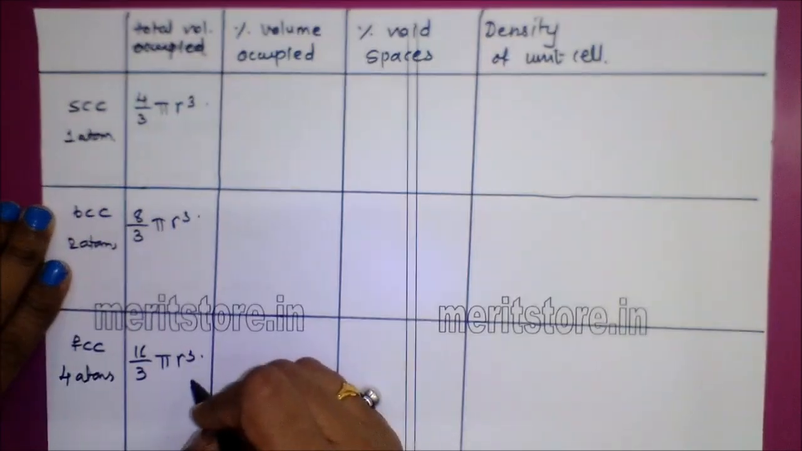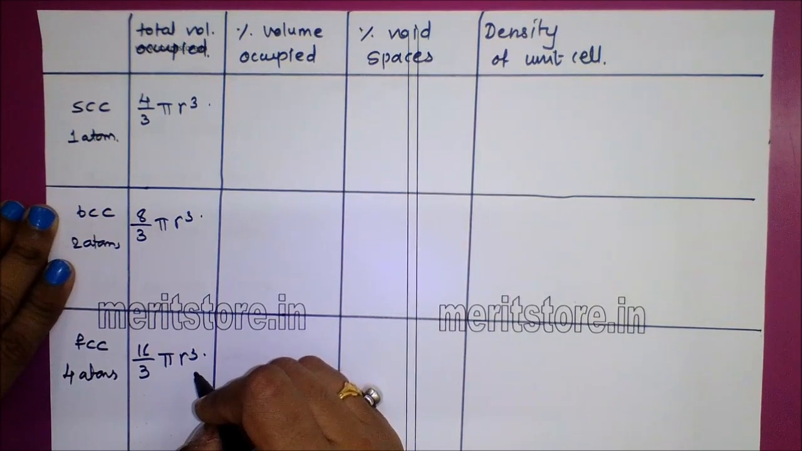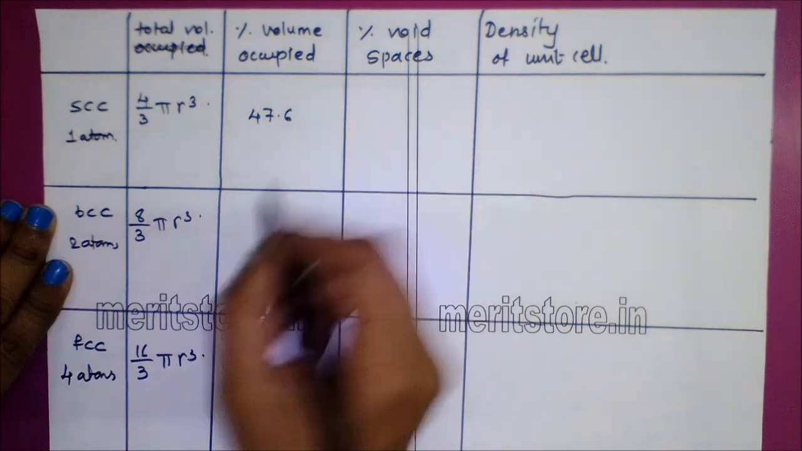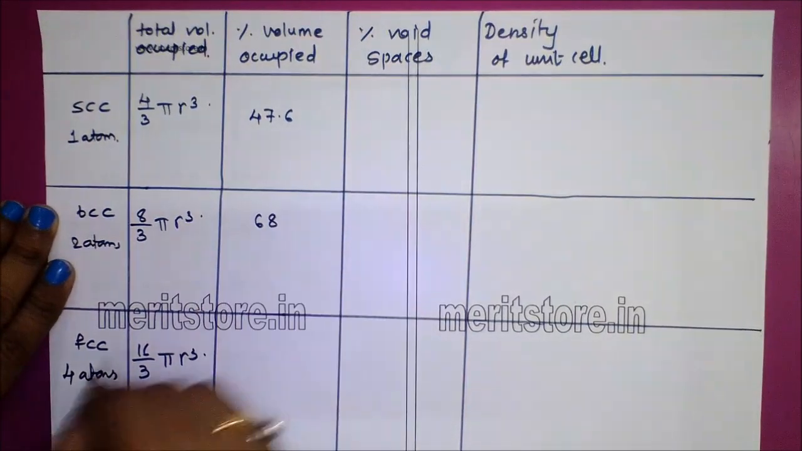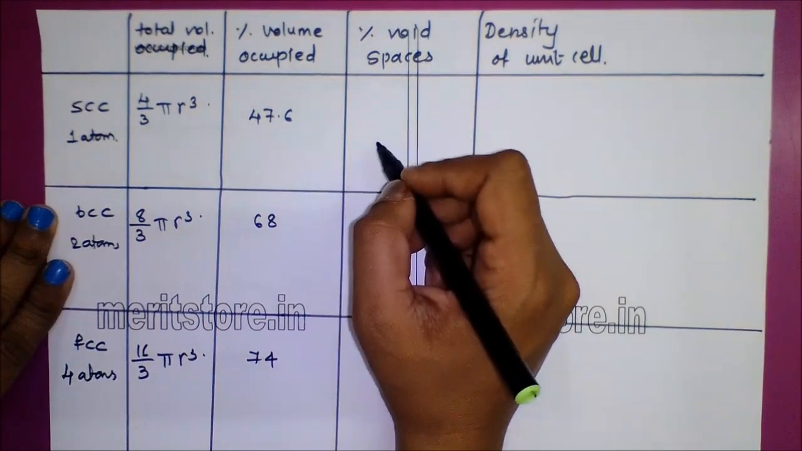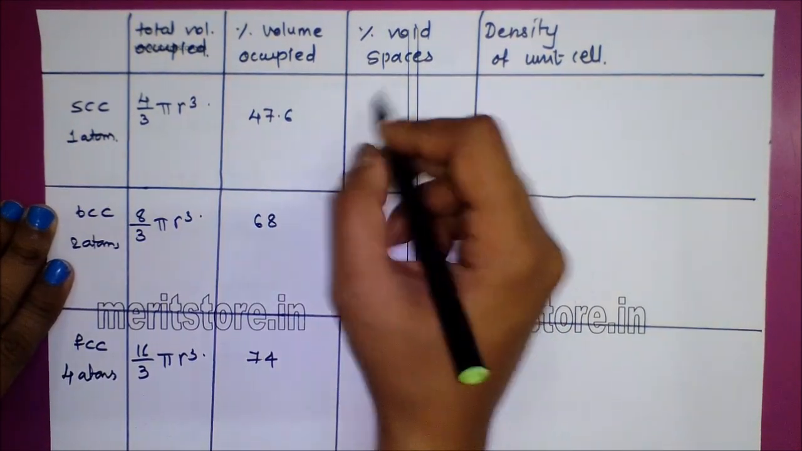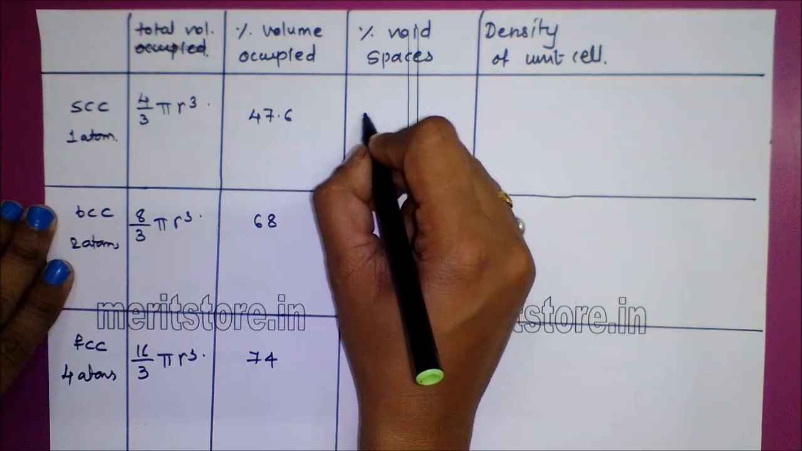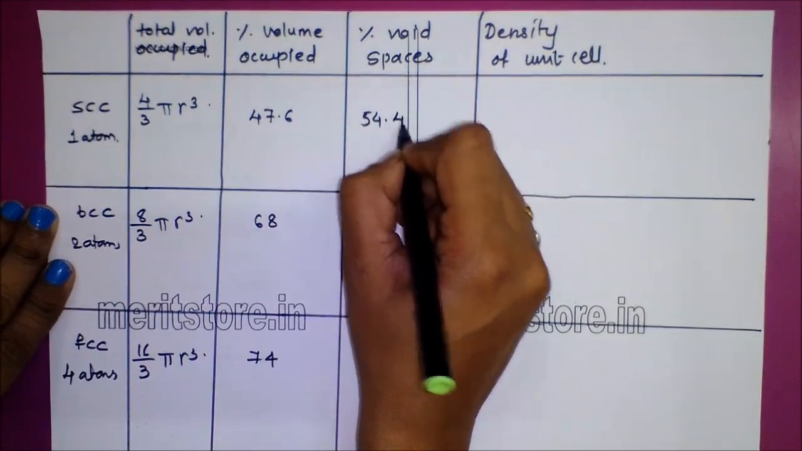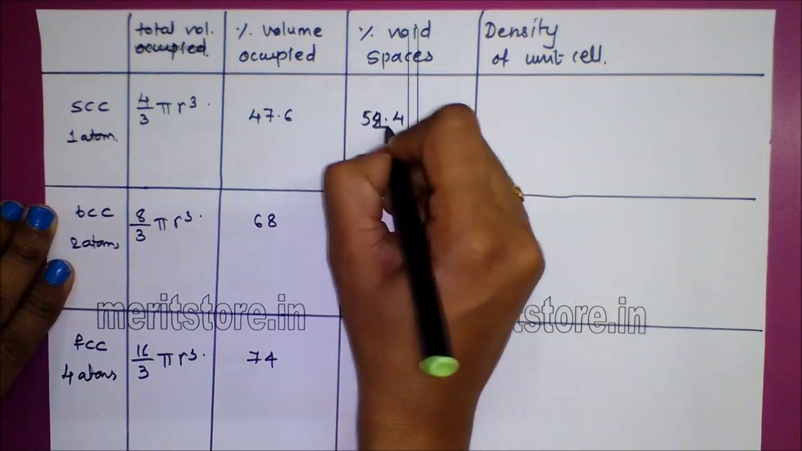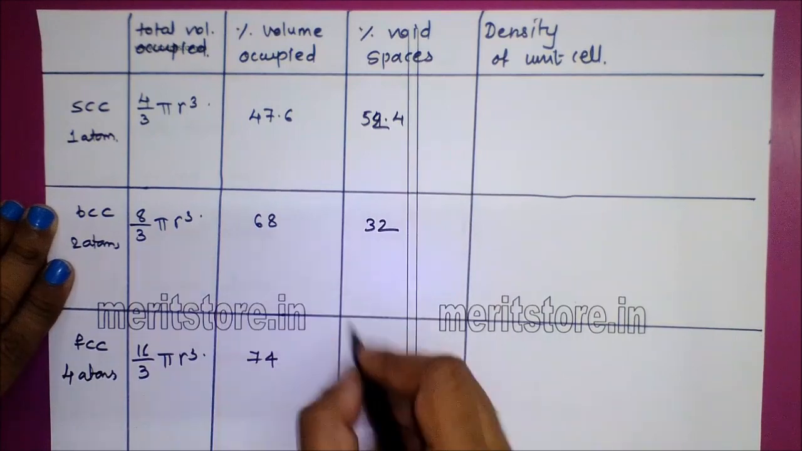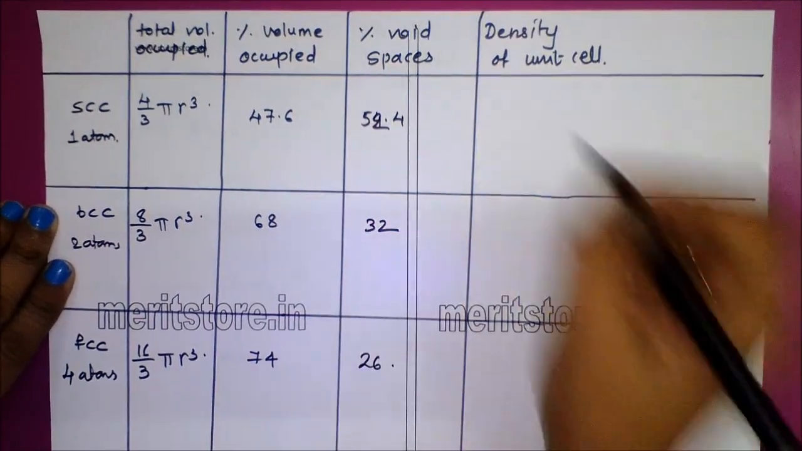That will be the volume occupied. If you convert this into percentage volume occupied, for SCC it is 52.4%, for BCC it is 68%, and for FCC it is 74%. If you subtract this from 100, you will get the total void space, which is found to be 47.6% for SCC, 32% for BCC, and 26% for FCC.